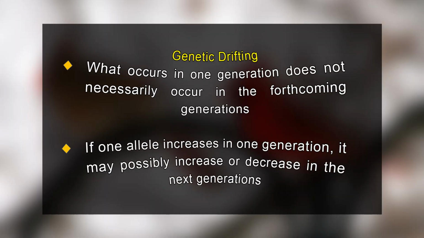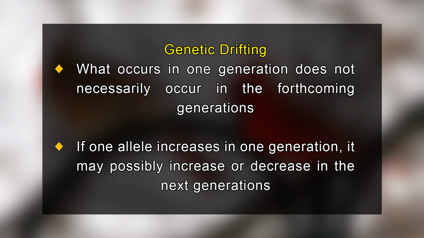Normally, if an allele is fixed in one generation, it is most likely to increase in the upcoming generations. However, in terms of genetic drift, what occurs in one generation does not necessarily occur in the forthcoming generation. So if one allele increases in one generation, it may possibly increase or decrease in the next generations.